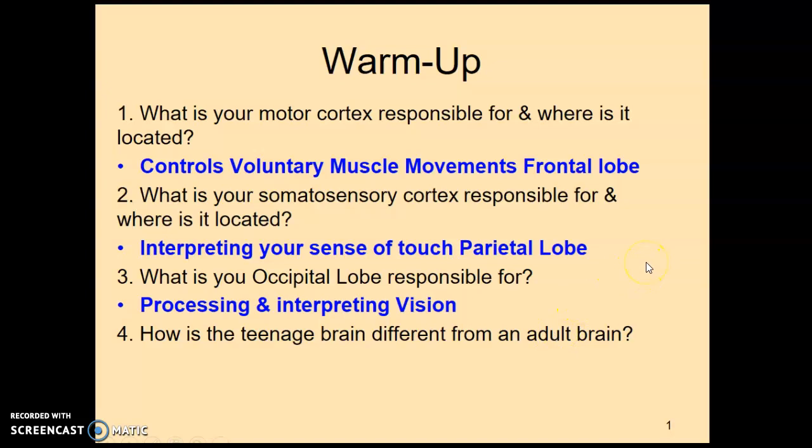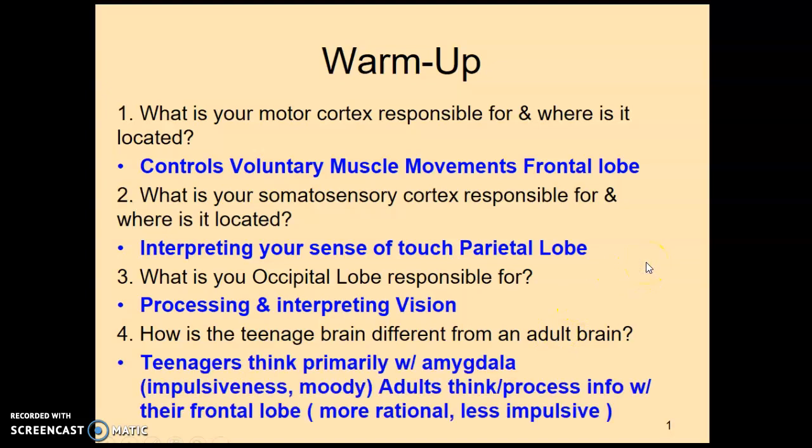And then how is the teenage brain different from the adult brain? And again, this is generally speaking. Some teenagers are more mature than some of the adults. So the majority of the time, teenagers are going to think primarily with the amygdala: impulsiveness, moodiness, overreaction. Adults think and process info with the frontal lobes, which is, again, your moral compass, which allows you to be a little more rational and probably less impulsive.